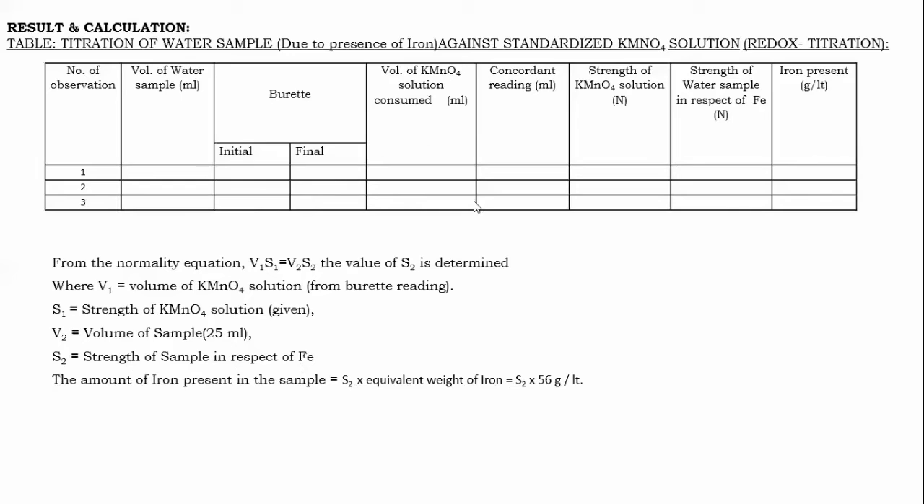So whatever reading is coming, if you put it into that very simple calculation, very easily you can find out the amount of iron which is present in your sample. So students, this is all about the estimation of iron in the sample experiment through the redox titration method. I think all of you understood that.